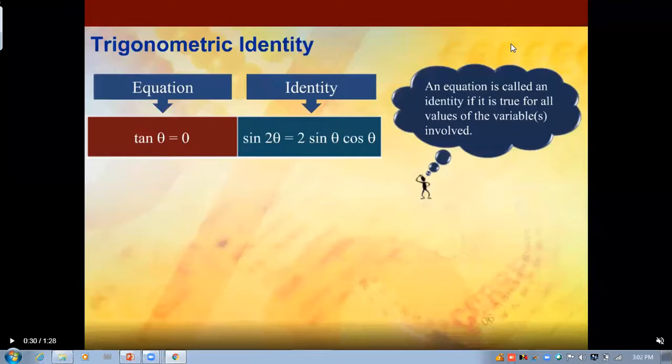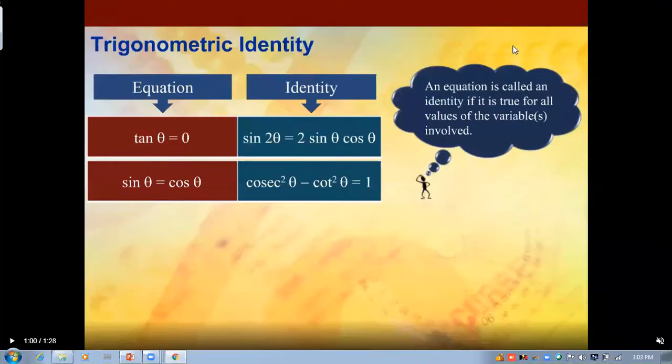Here tan theta is equal to 0 holds true only when theta is equal to 0 degrees. So hence it is an equation. But sine 2 theta is equal to 2 sine theta into cos theta holds true for all values of theta. So hence it is an identity.